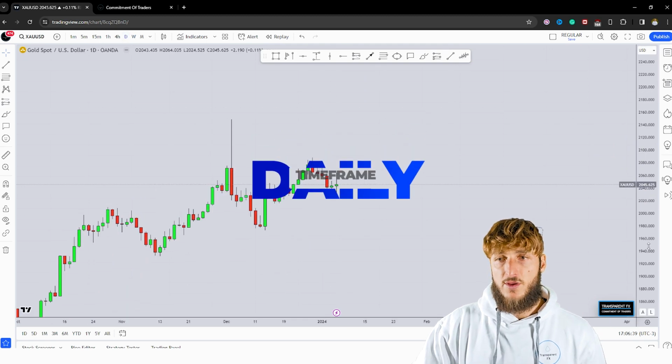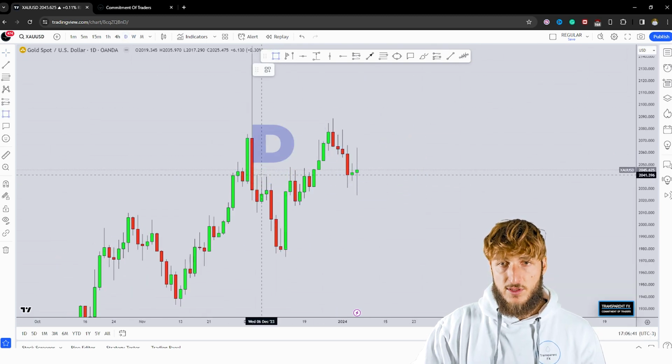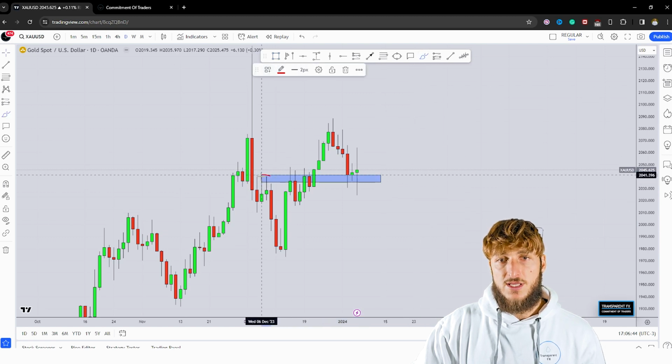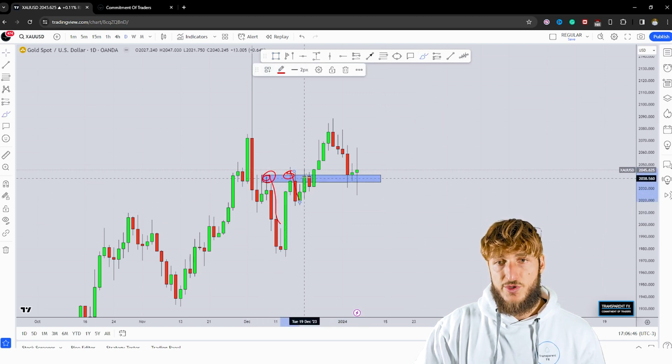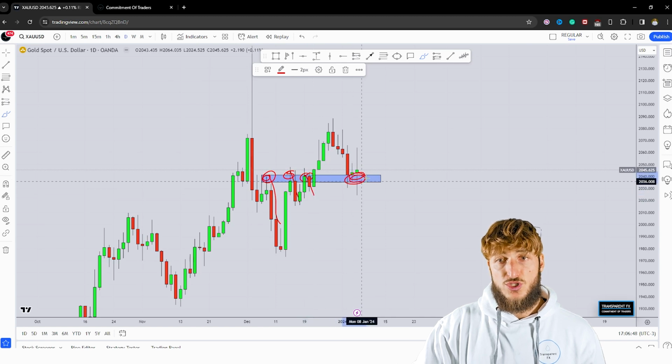Dropping down to the daily time frame, what do we see? Well, from a daily perspective, clearly we can see how we have previous daily resistance here from which all these rejections to the downside were created, which is turned support here.